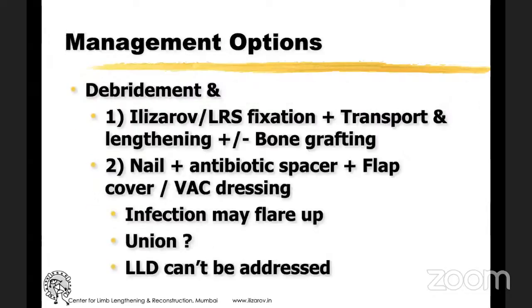So the management options we had: debridement is common. The second is fixation option, either external or internal fixation. In external fixation, we have Ilizarov or LRS fixation with transport, because the patient would develop limb length discrepancy after debridement. And the nailing option is there with an antibiotic spacer, but we had doubts that infection may flare up with the medullary implant or internal fixation, and there was the possibility of going into a non-union or delayed union again. And LLD can be corrected with the internal fixation.